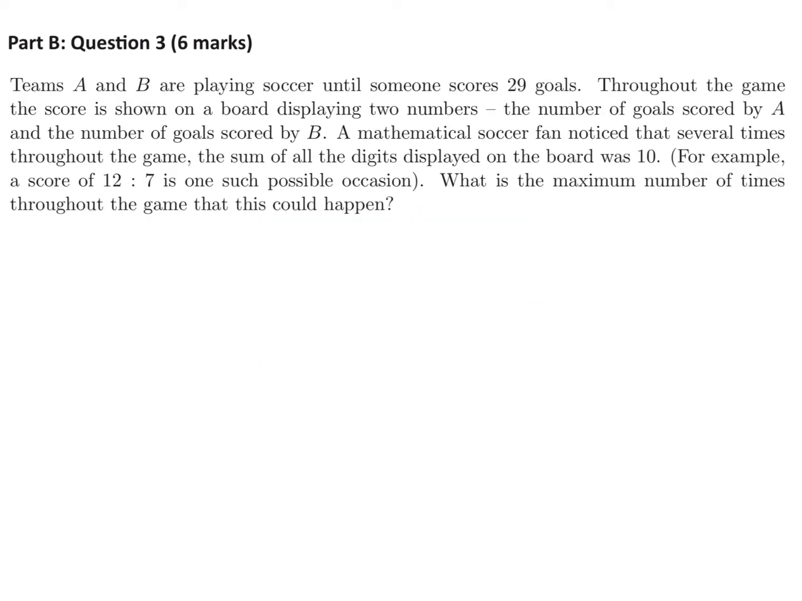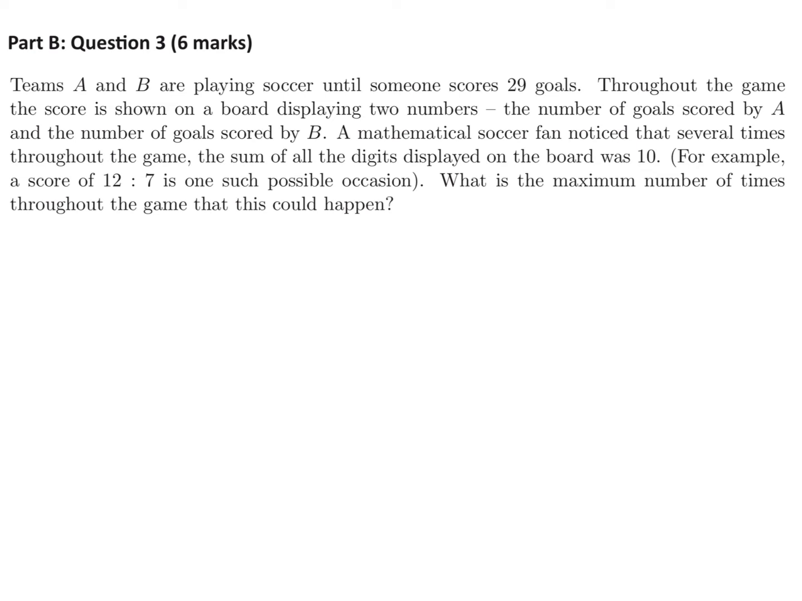Teams A and B are playing soccer until someone scores 29 goals. Throughout the game, the score is shown on a board displaying 2 numbers, the number of goals scored by A and the number of goals scored by B. A mathematical soccer fan noticed that several times throughout the game, the sum of all the digits displayed on the board was 10. For example, a score of 12 to 7 is one such possible occasion. What is the maximum number of times throughout the game that this could happen?